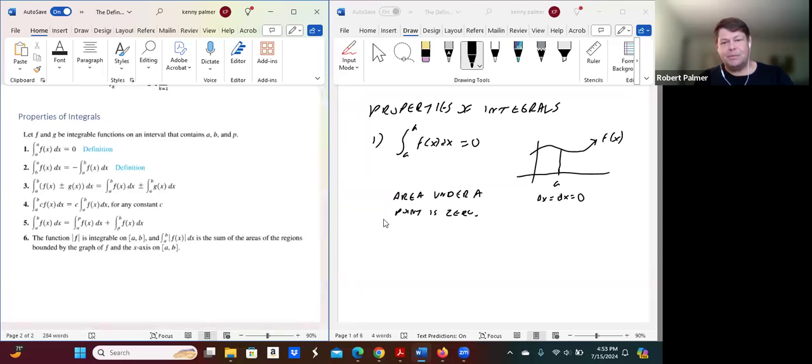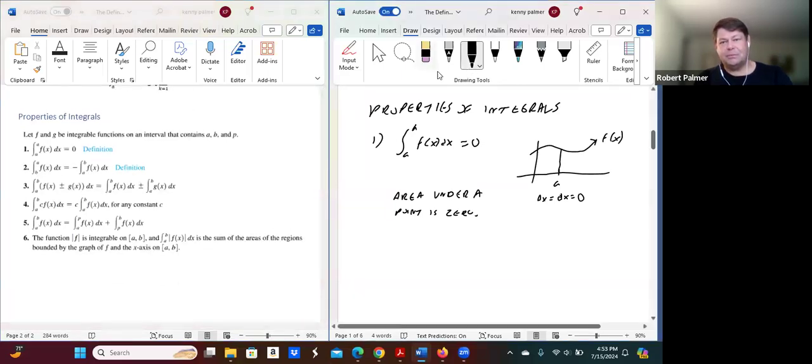All right, number 3. Let's talk about that one. Okay, so number 3 says this. The definite integral from a to b of f of x plus or minus g of x dx, I can actually break these up.